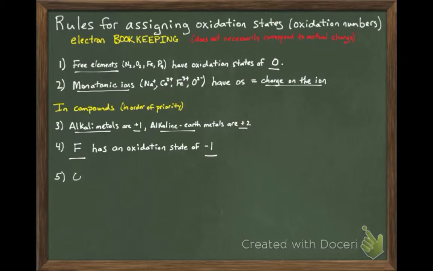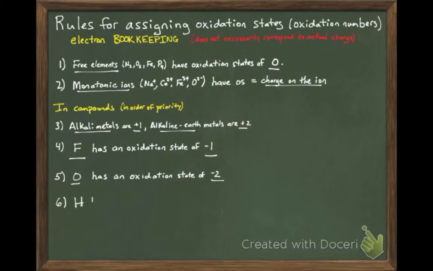Next, oxygen usually has an oxidation state of -2. So in most compounds, you'll assign oxygen to be -2, except when it's bound to fluorine. Fluorine has higher priority, so you would assign its oxidation state -1 first, and then look to assigning oxygen's state.